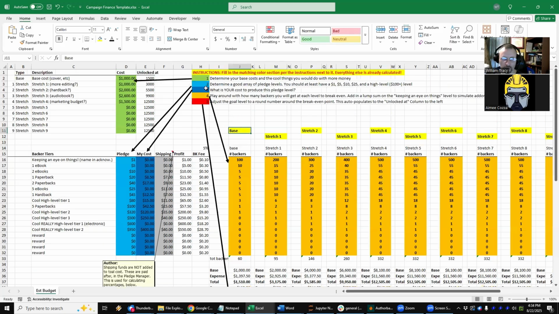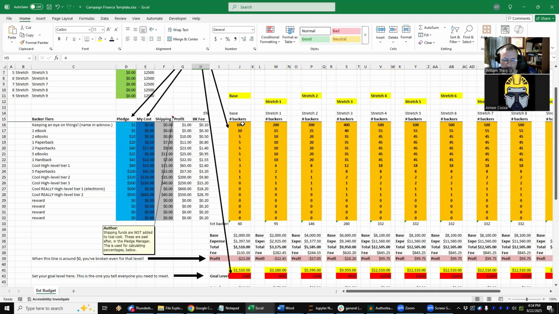Okay, so we've done 1, 2, and 3. Now comes the fun part. At least I think it's the fun part. Play around with your numbers. So this is where you are now going to see how much people need to back of what level for my campaign to fund.